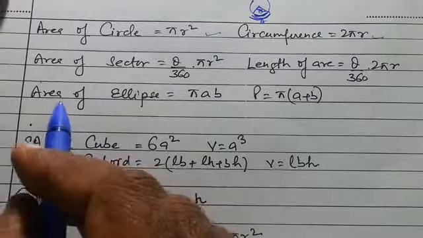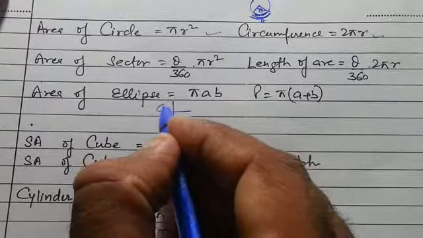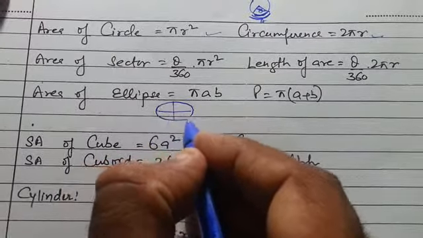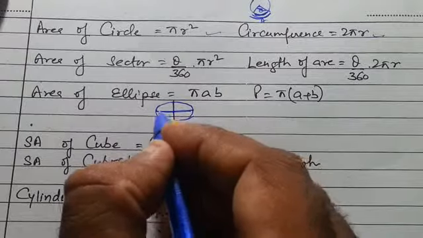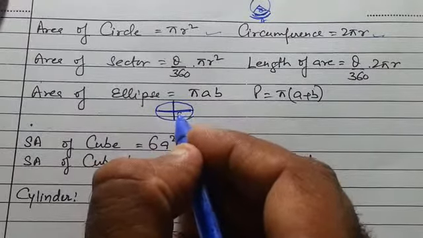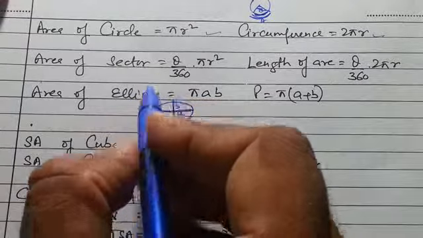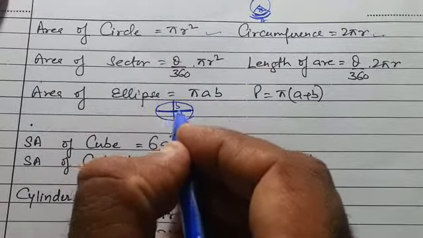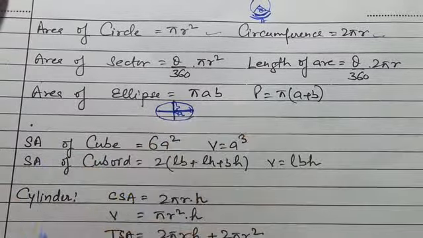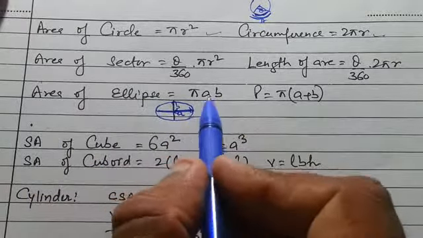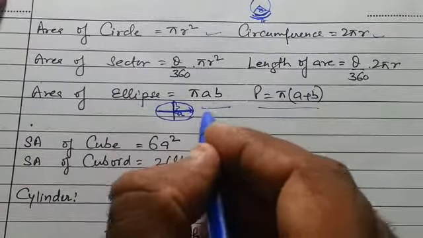Simple. Area of an ellipse. So ellipse you all know. Its shape is like this, egg shaped. We are having 2 axes, one is A, another is B. Right? So area of an ellipse is pi into A into B, and perimeter is equal to pi into A plus B. This you need to remember for the ellipse.